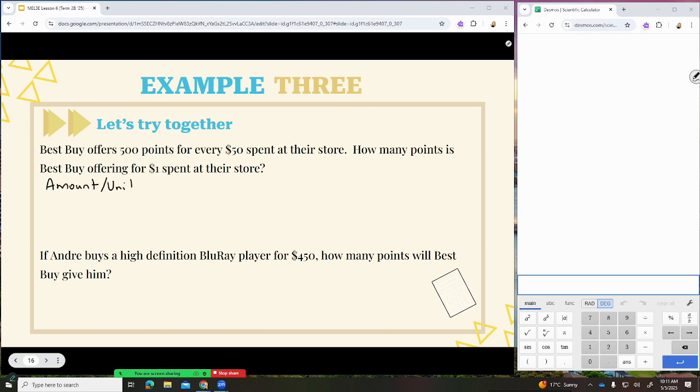per unit. So here, it actually is from Best Buy. Best Buy offers 500 points for every $50 spent at their store. How many points is Best Buy offering for $1 spent at their store? We need to take that amount. So the amount is 500 points for every $1. Nope, it's for every $50. We want to find out what it is for $1, which means that we are going to put in what we know. So we know 500 points is for every $50. We want to know what it is for every dollar, so this is our unknown.